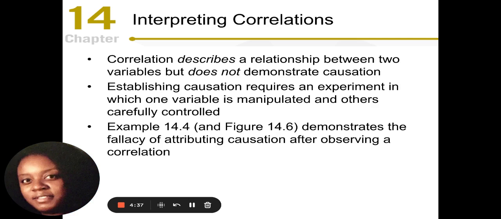Correlation describes a relationship. It does not show us causation. You may have heard the term before: correlation does not equal causation. It just tells us that there's a relationship between two variables. Establishing causation requires an experiment in which one variable is manipulated and the other is controlled. Example 14.4 and figure 14.6 demonstrate the fallacy that can happen if we attribute causation after observing a correlation.